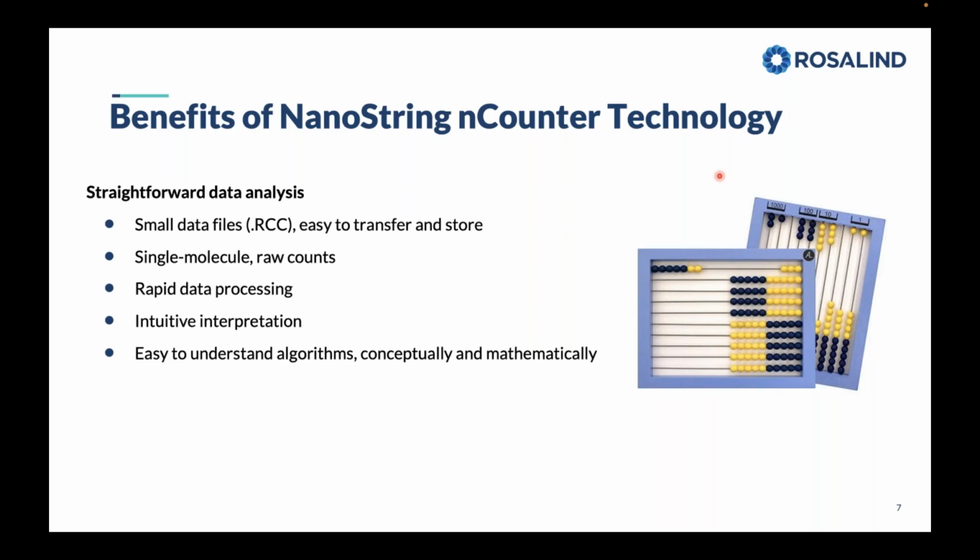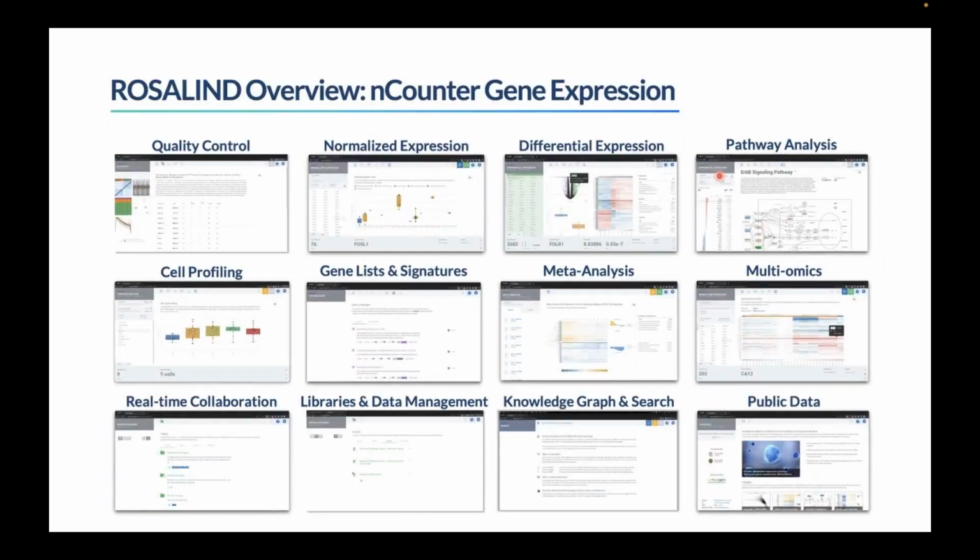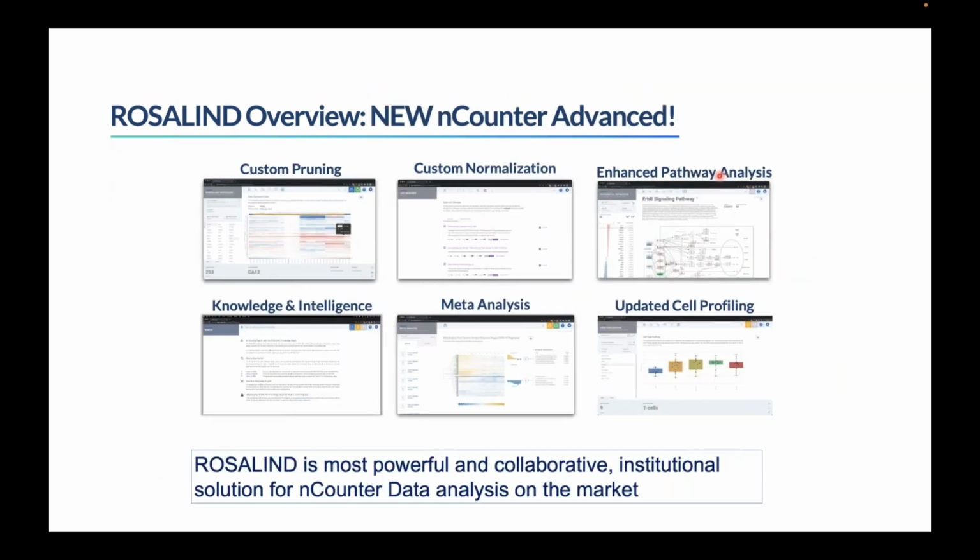Now, if you haven't used Rosalind before, this is an overview of the types of modules you might see once you log into the platform. These show some of the highlights for our nCounter gene expression technologies. We'll see some of these as we progress over the next 2 months. We'll see quality control in more depth, pathway analysis in more depth, cell profiling. But what I want to highlight for you is that the reason we're doing this masterclass now is because we just released a whole host of new updated features for nCounter analysis.